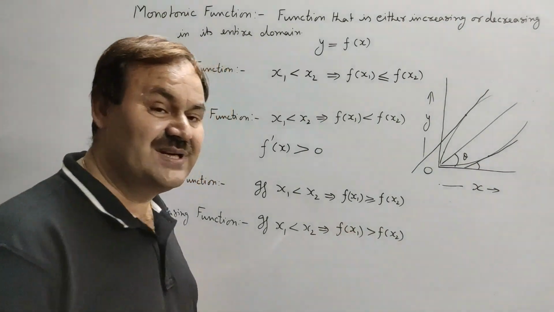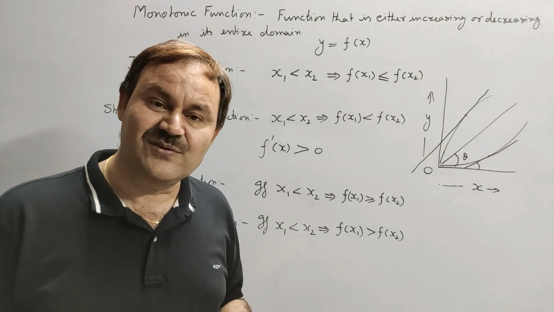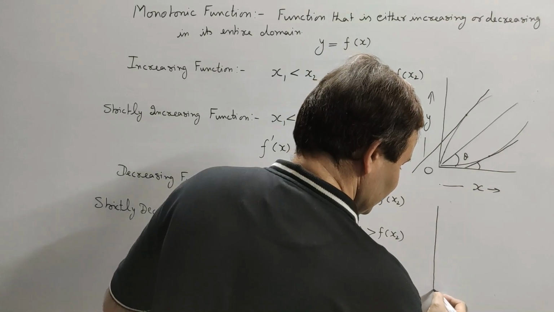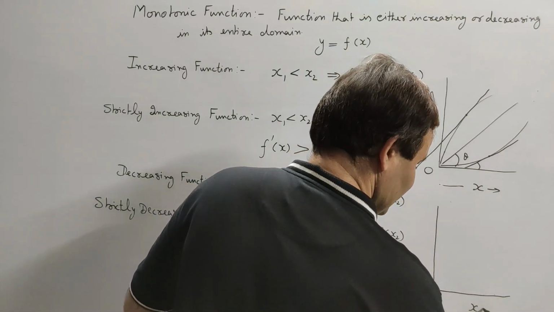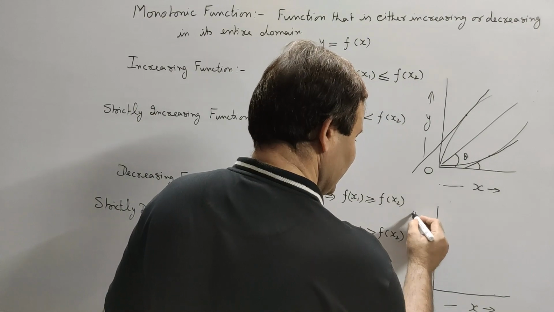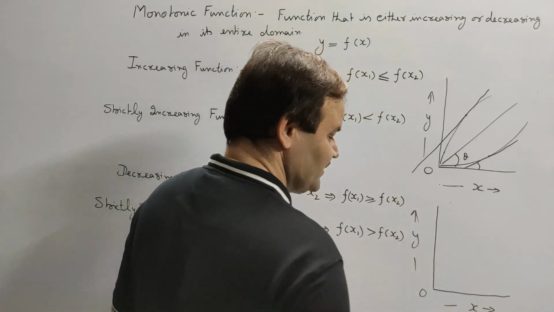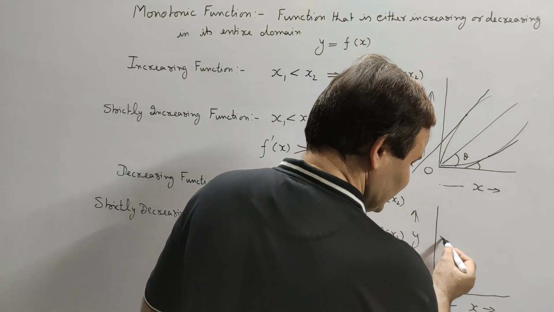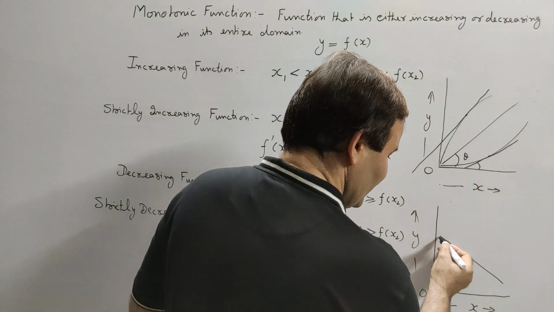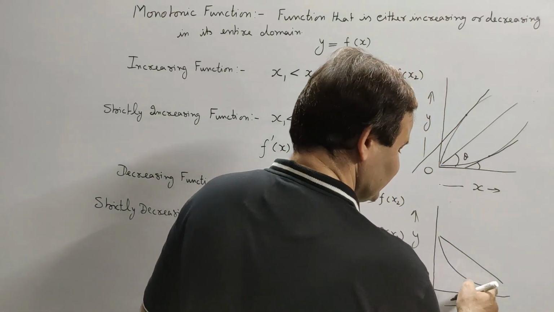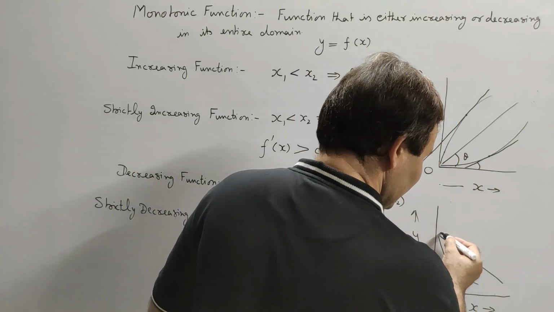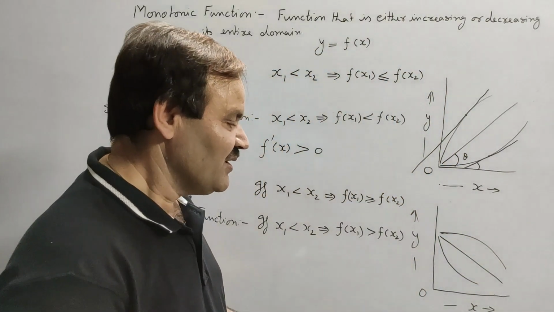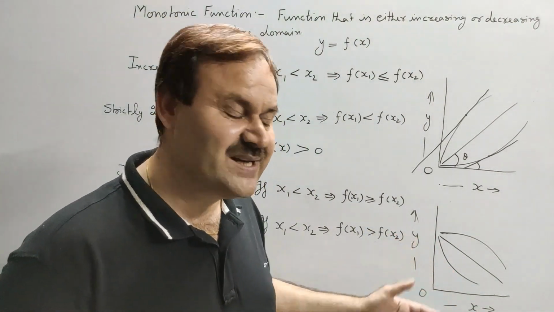And if we see the graph of a decreasing function, say x on the horizontal axis, y on the vertical axis, and this is the origin. Then for a decreasing function, the graph may be either this way, or the function may decrease this way, or the function may decrease this way. Now, in any way, the function may be decreasing.